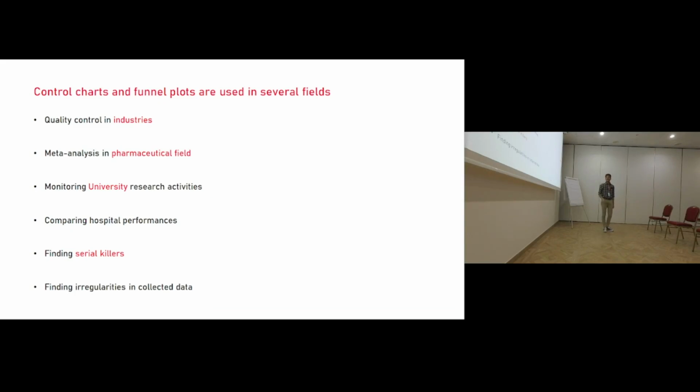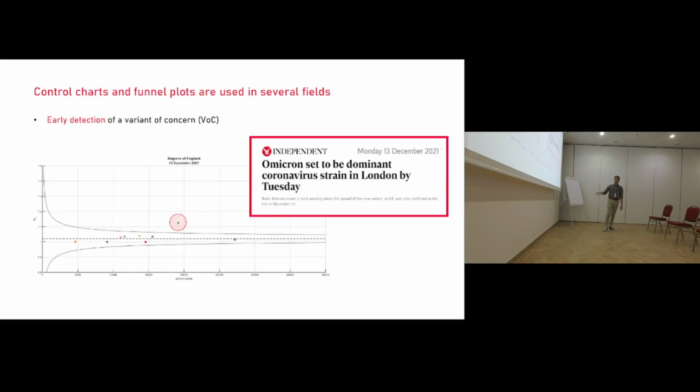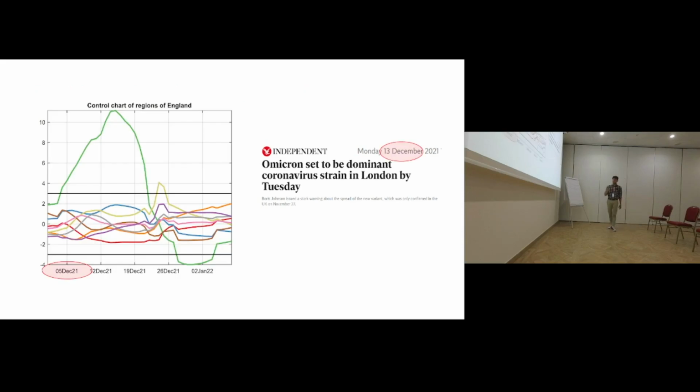Finding irregularities in collective data. And at the end, finally, the reason why we are all here, that is the detection of a variant of concern. Here we've got that the Independent on December 13th wrote, Omicron said to be dominant coronavirus strain in London by Tuesday. And I want to stress that our tool detected the anomaly around December 5th.